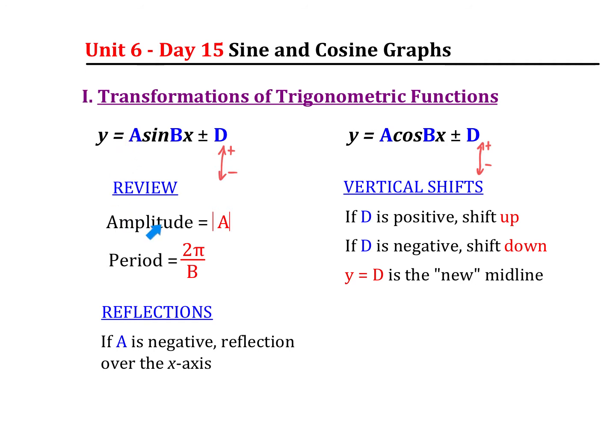A value is still amplitude, and here we have the absolute value signs around it, or the magnitude, because amplitude is always a positive value. The period of the function is still going to be using the b value, so 2 pi divided by the b value. Our reflections will happen if we have a negative sign, what you would think is a negative amplitude. The amplitude is still positive, but the graph gets flipped upside down.